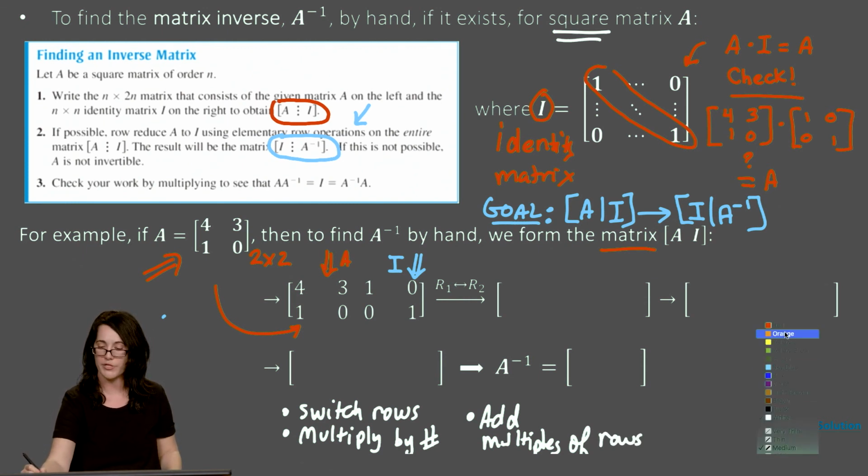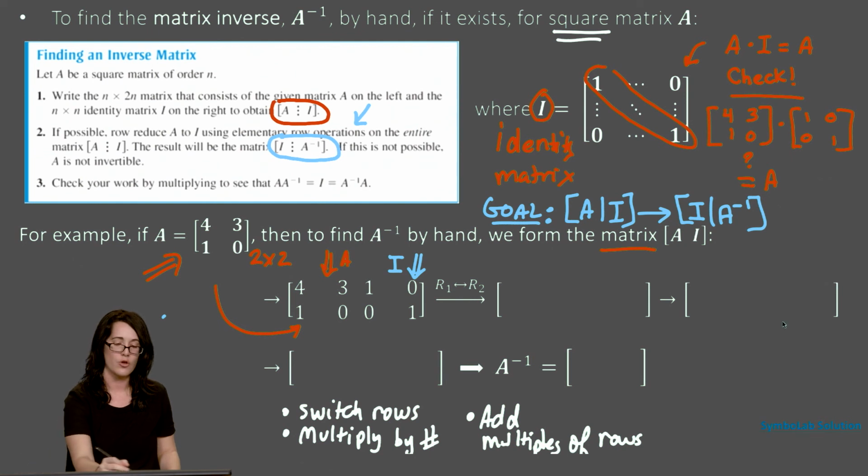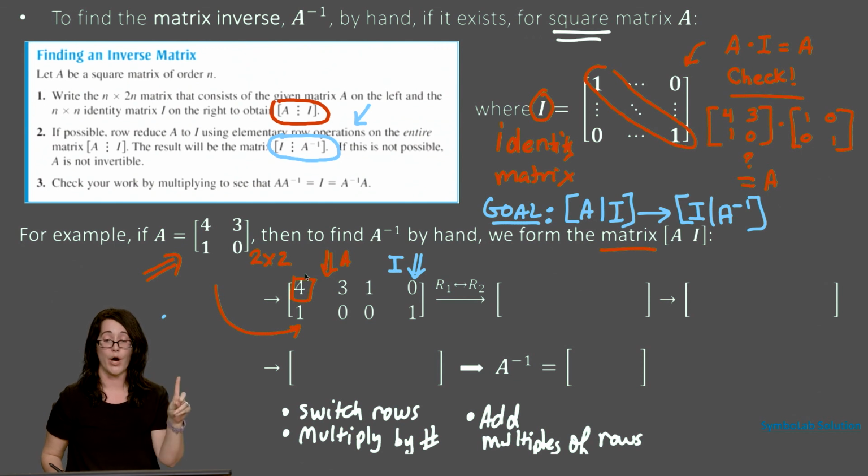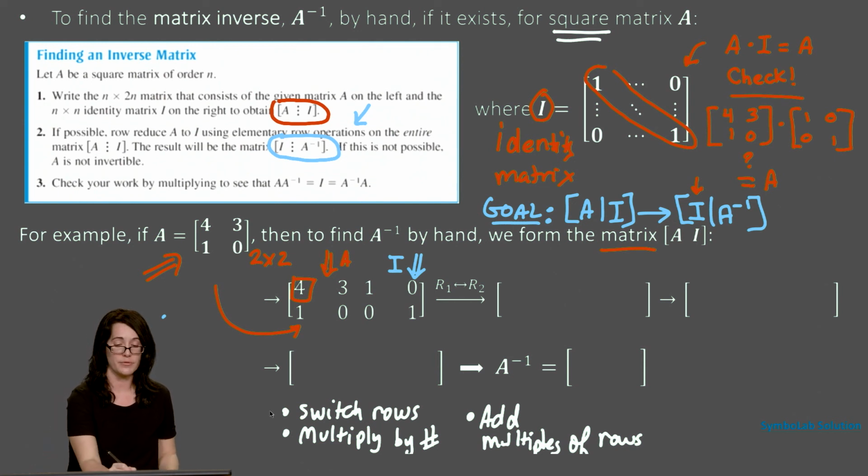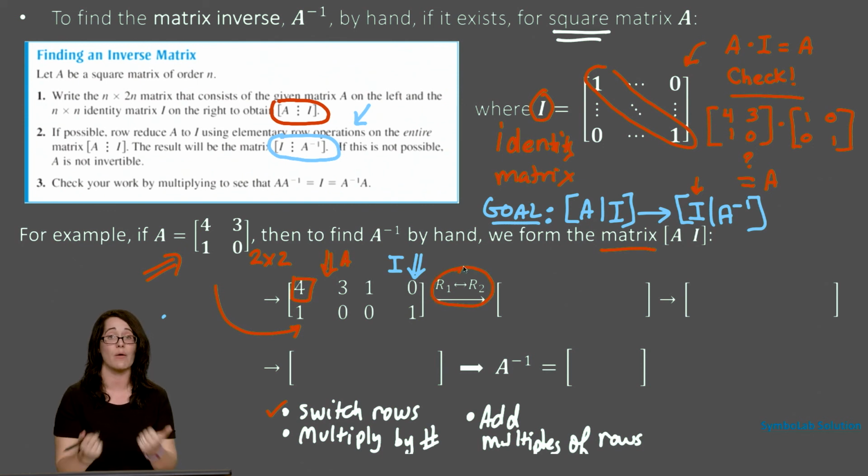We take a look at where we start and talk about where we'd like to go. Right now we have a 4 in that top left corner, but we would like it to be a 1 in order for it to truly transform into the identity matrix on the left. So an easy way to do that would just be to switch rows, wouldn't it? Yeah, let's do that. Let's switch rows 1 and 2, and the way we wrote that was R1 double arrow R2. So the new row 1 would become the old row 2: 1, 0, 0, 1. The new row 2 would be the old row 1: 4, 3, 1, and 0.